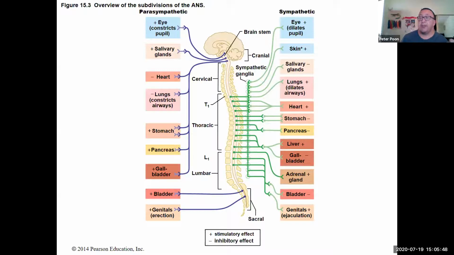So parasympathetic is for pointing, sympathetic is for shooting. And you might have to explain that further. Please go back to 5th grade sex ed. All right.